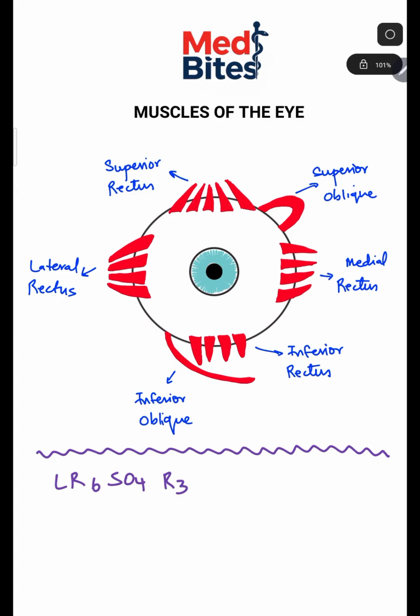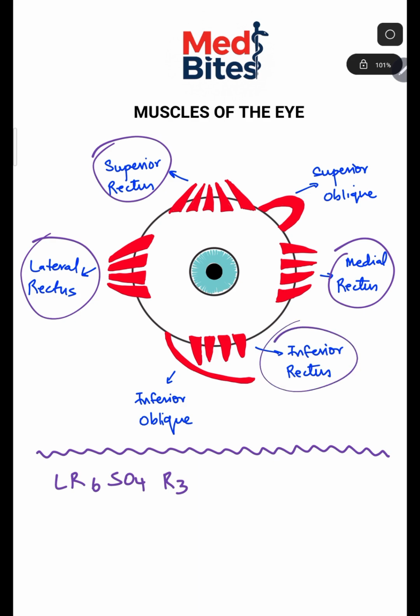Let's go over what the muscles are. We have the lateral rectus, which is in charge of outward movement. We have the medial rectus, which is in charge of inward movement. We have the superior rectus, up, inferior rectus, down. We then have the superior oblique, which is down and out. And then we have the inferior oblique, which is up and out.